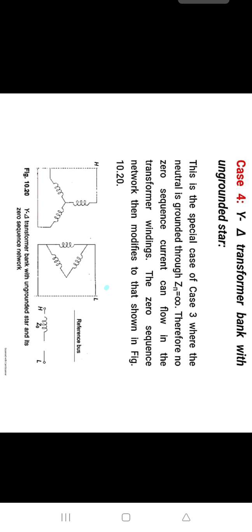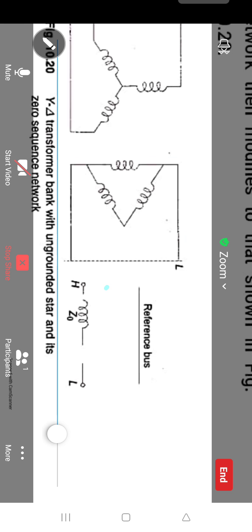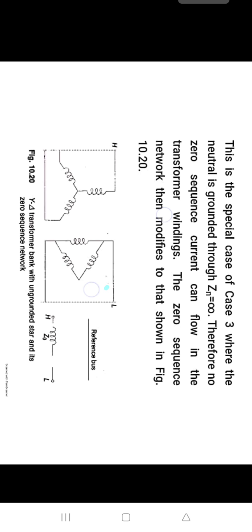Now, the third case is star delta transformer bank with ungrounded star. Here it is a special case. So, the neutral is grounded through a Zn equal to infinity. Therefore, no zero sequence current can flow in the transformer winding. So, here we are not connecting it with the reference bus, as no neutral ground is connected. So, it will be an open circuit on the L side, and on the H side we will define the Z0 impedance.